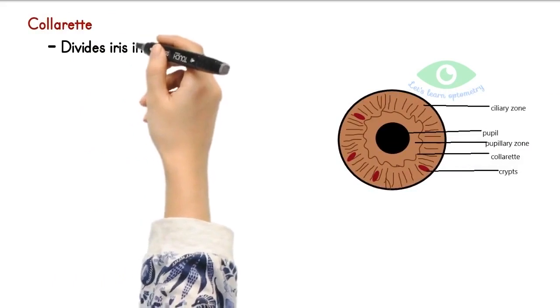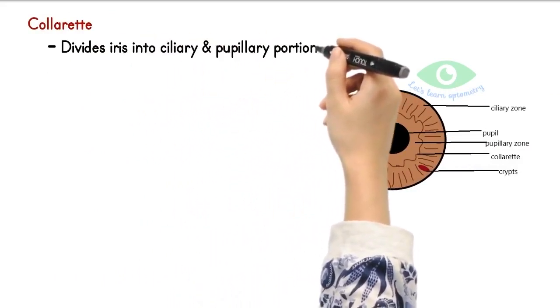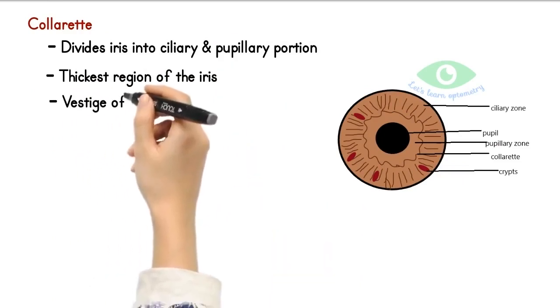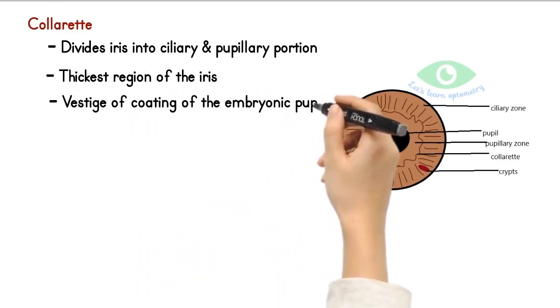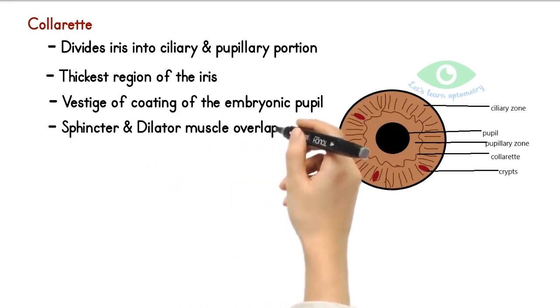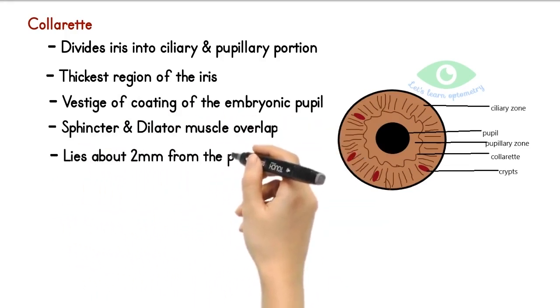Collarette. It divides the anterior surface of the iris into ciliary and pupillary portion. It is the thickest region of the iris. It is the vestige of the coating of the embryonic pupil. It is the region where the sphincter and dilator muscle of the iris overlaps. It lies about 2 mm from the pupillary margin.